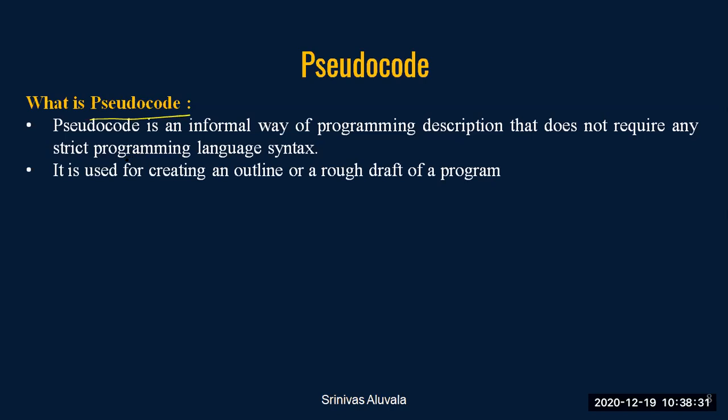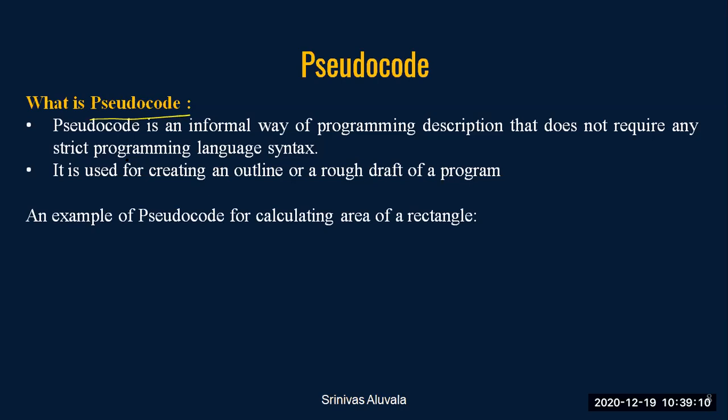So it is used for creating or knowing a rough draft of a program. That means how our program needs to be solved, how we can get a solution to a problem, is written without any strict rules or syntax. When we write those steps in order, which informally defines the way of solving a problem, that's what we call a pseudocode.